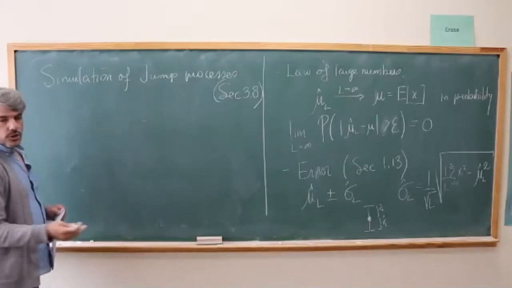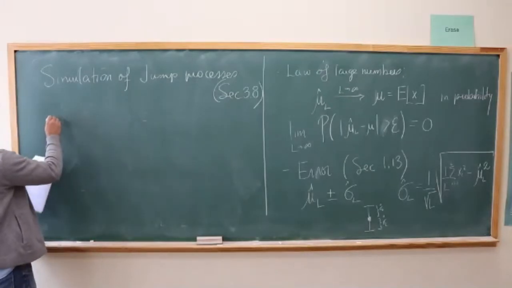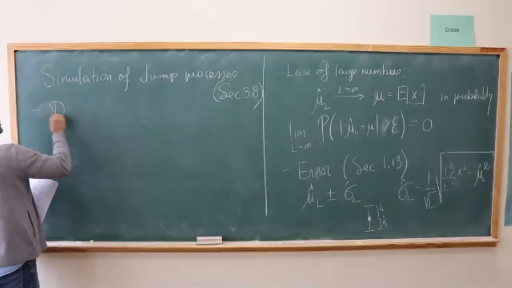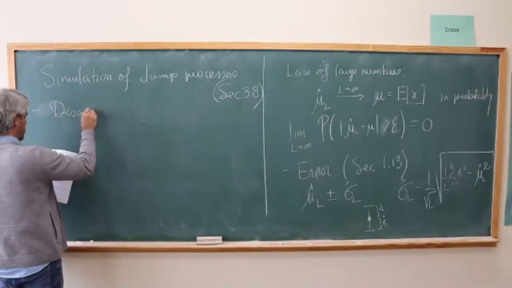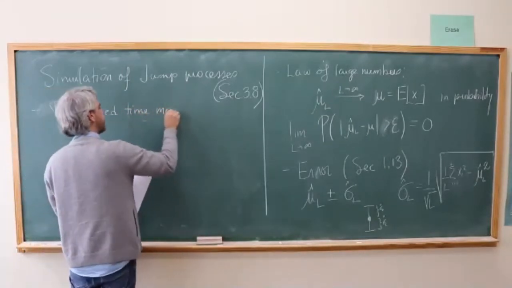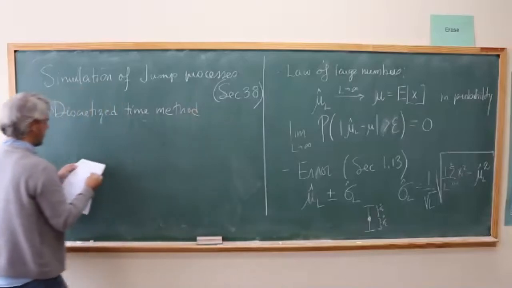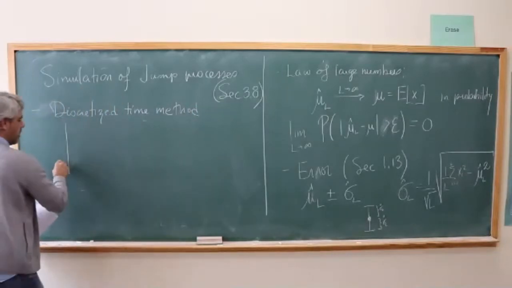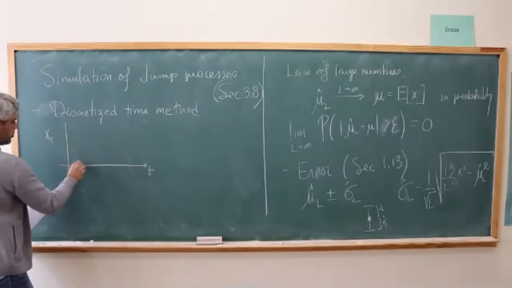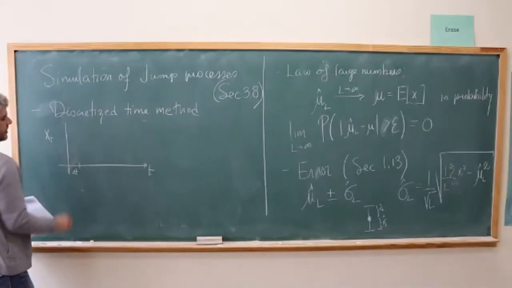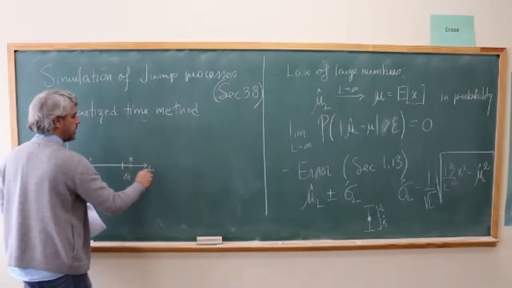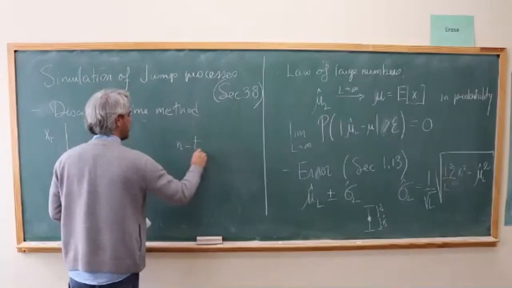There are two methods you can use for simulating a jump process. The first one is the discretized time method. What you're doing for this one is that this is your process that you have. And what you do is that you discretize your time in time steps of delta t. And then you're going to have n of them. So n will be t over delta t.